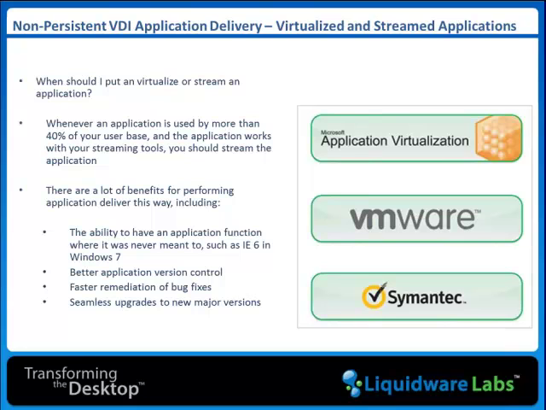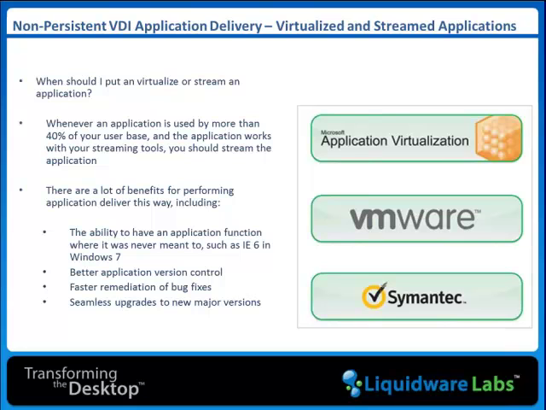The second big piece of this is going to be image virtualized and streamed applications. So the question that we get asked again a lot, just like before, is when should we put a virtualized or streamed application out there for our users to use? And the answer is very simple. Whenever an application is used by more than 40% of your user base and the application works with your streaming tools, you should stream the application.